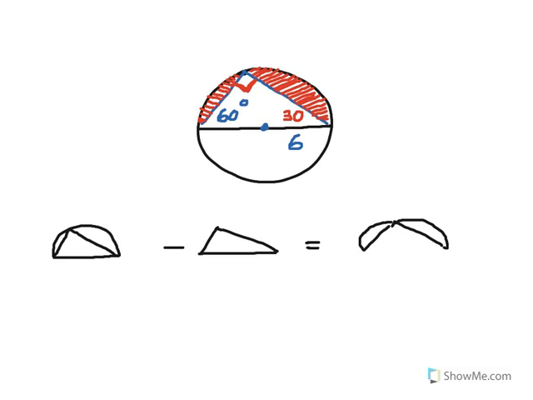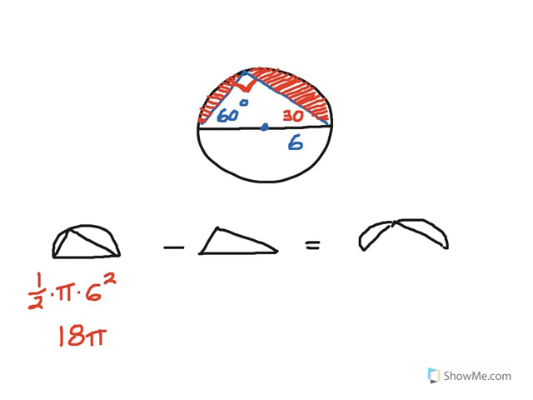So the area of the semicircle is half of the area of the circle. So it's going to be 1/2 of pi times the radius squared. So half of pi times the radius of 6 squared. So half of 36 pi, or 18 pi.